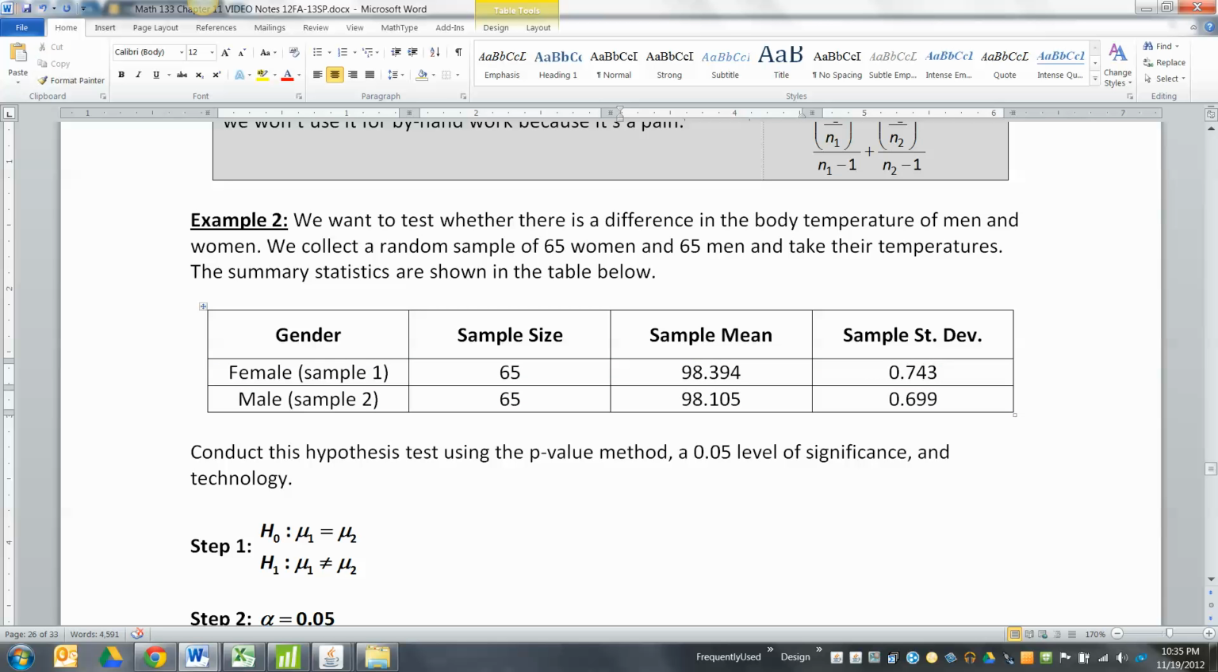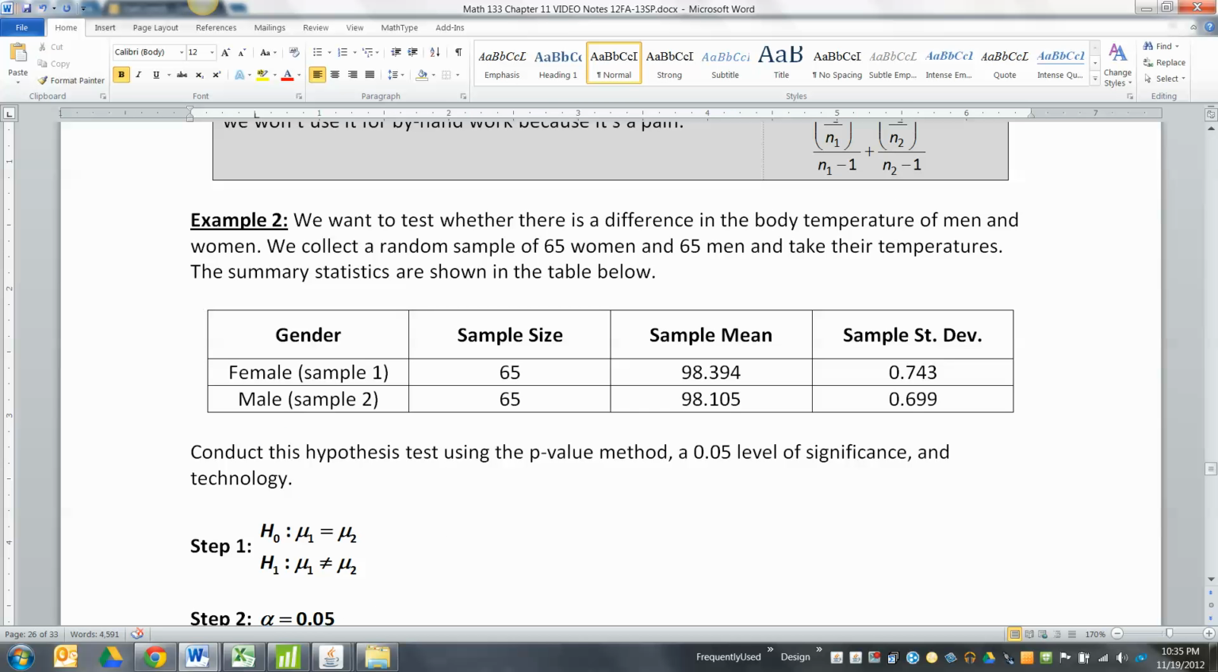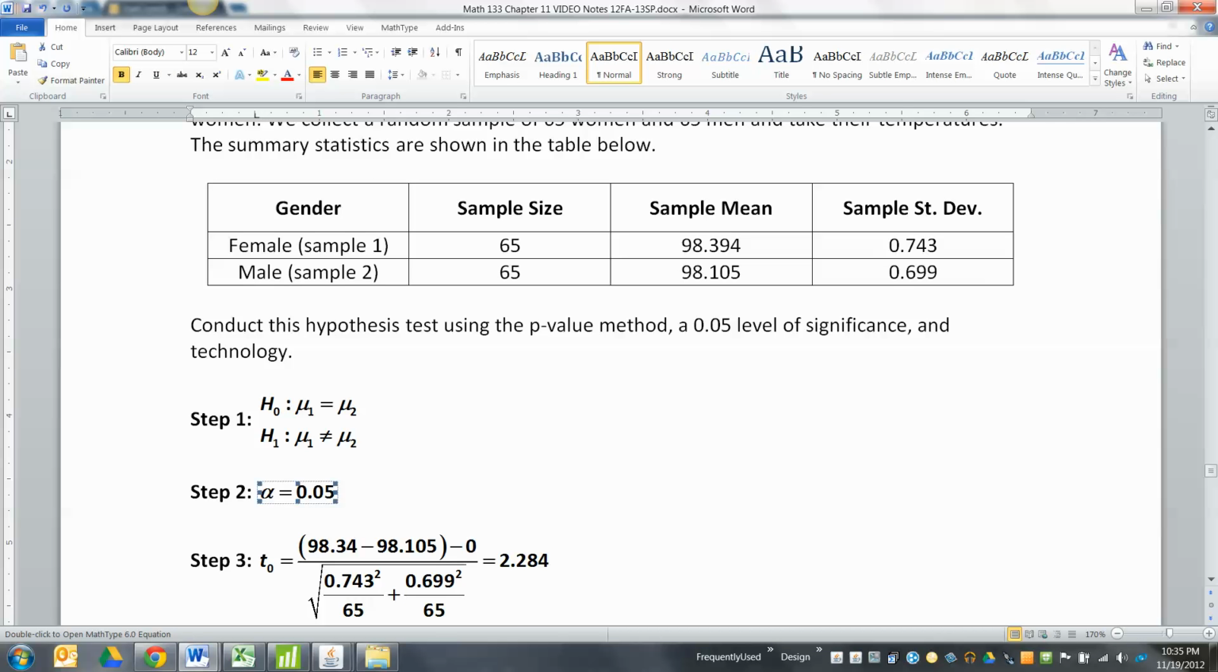All right, so we have our sample means and sample standard deviations. We're going to conduct this test using the p-value method with a 0.05 level of significance. So we have H0: mu1 equals mu2, and H1: mu1 is not equal to mu2. Now, why not equal? Because it says difference right up here. See that? If it's saying difference, then we're going to do a not equal. Alpha is 0.05.